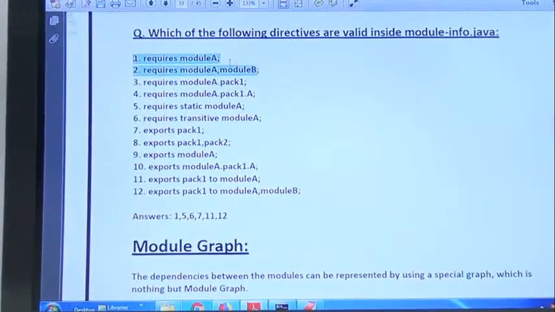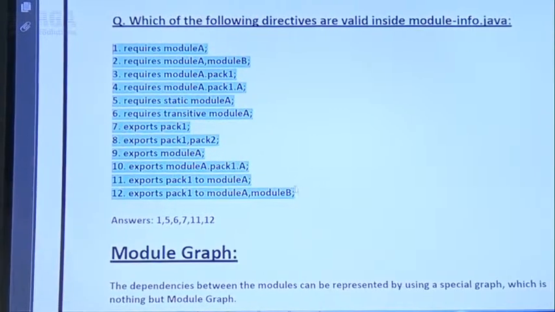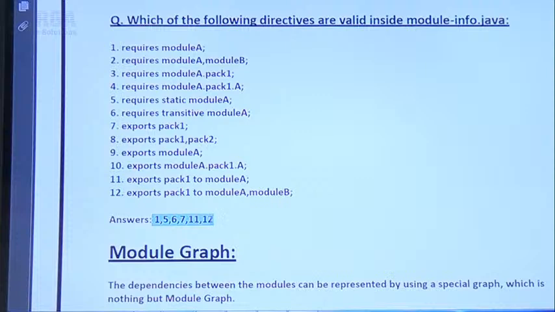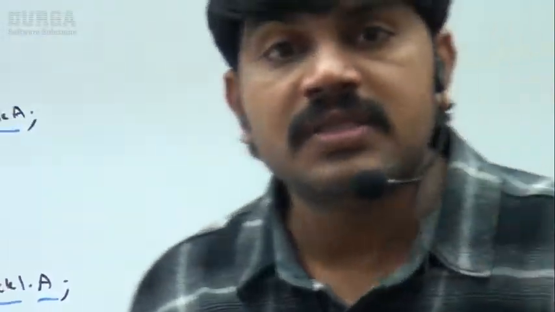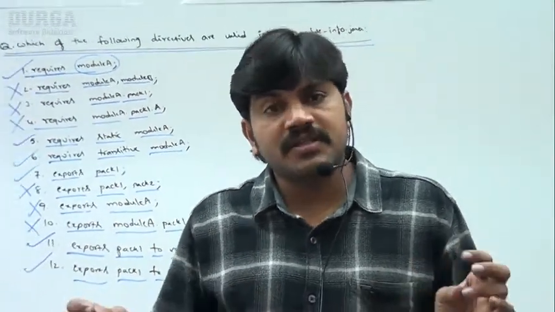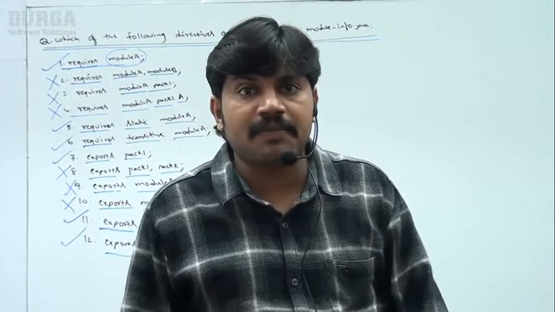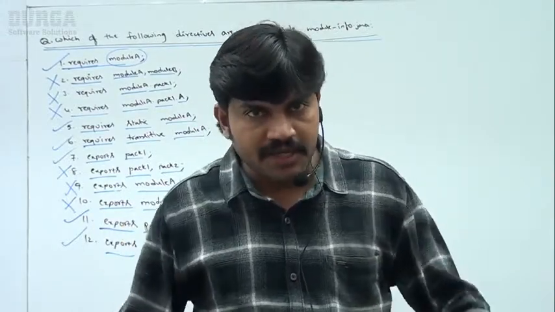Requires module A, the same 12 options whatever I covered on the board, the same thing only. Sir, 1, 5, 6, 7, 11, 12 are valid. First one valid, sir. Next, fifth one valid. Sixth one valid, seventh one valid. Next, 11th and 12th are valid, right? Make sure these are the only valid cases, right? Clear, right? So that's all, sir. This is about what is requires, what is exports, what is a transitive dependency, what is an optional dependency, what is a cyclic dependency, and the qualified exports. Clear, right? That's all, sir.